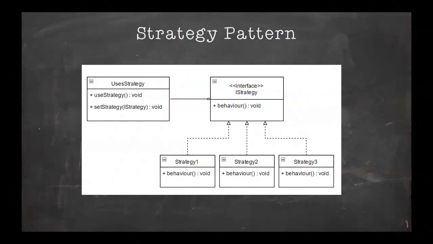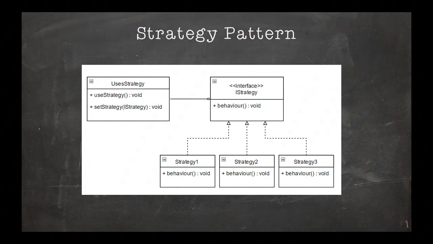So I have declared an interface called, in this case, iStrategy, for interface. And it has a method called behavior. Returns void, and it's public. Strategy 1 is some sort of concrete class that I've coded, and it has a behavior. Strategy 2 has a behavior as well, coded differently. And strategy 3 has it also coded differently. So you will have a class that says uses strategy. So you'll have a use strategy, which actually calls behavior. And you have set strategy, which will set whatever strategy you want.